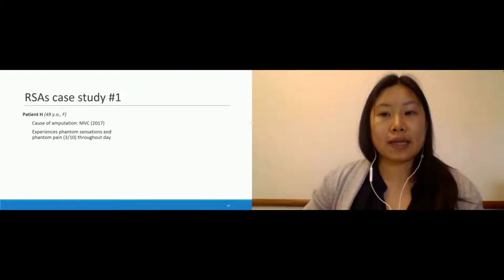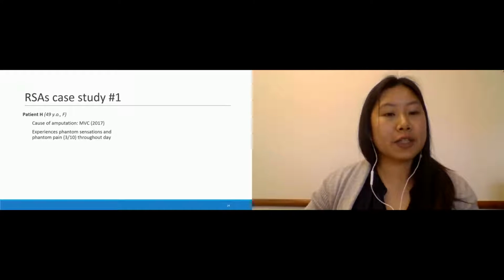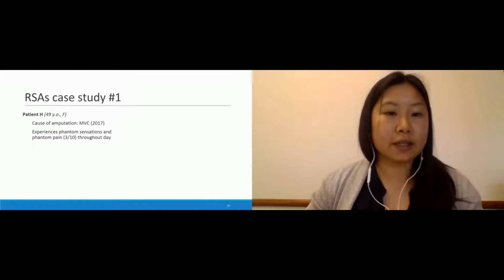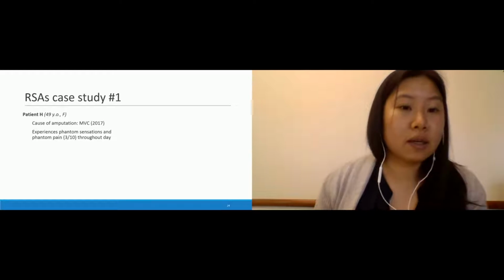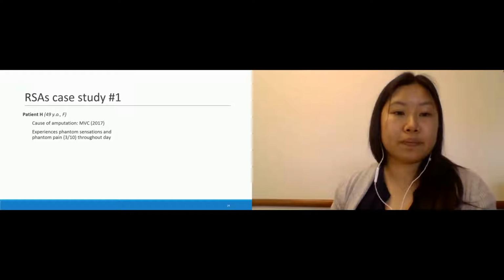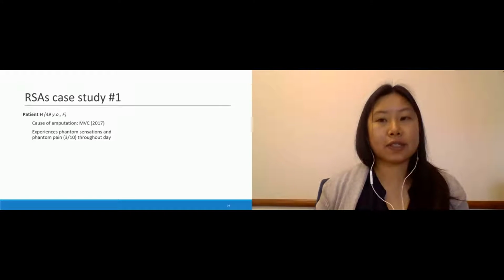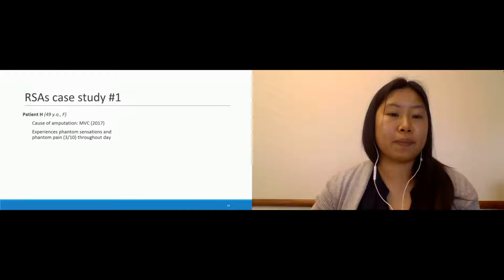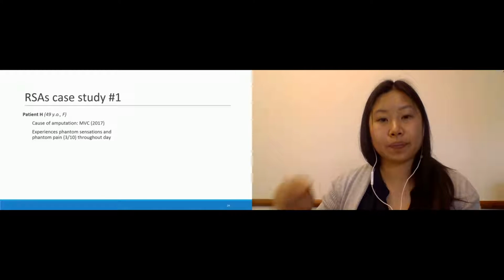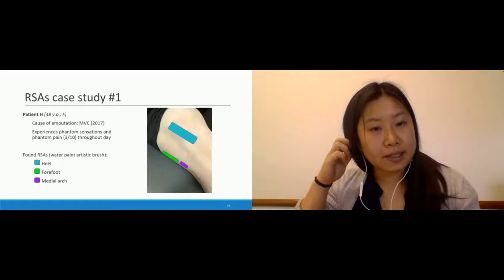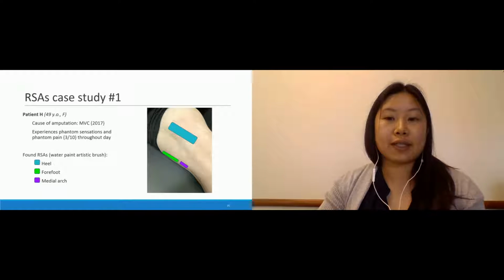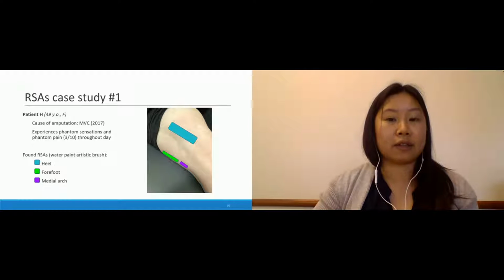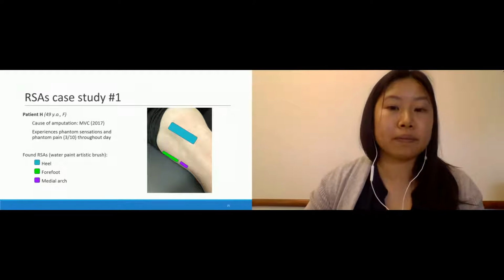So in our first case study, we have patient H, a 49-year-old female. She received her amputation in 2017 due to a motor vehicle collision. She states that she experiences phantom sensation and phantom pain intermittently throughout the day. After our mapping process that we explained earlier, we were able to find 3 referred sensation areas on this individual, on her anterior thigh and lateral thigh on her affected side.